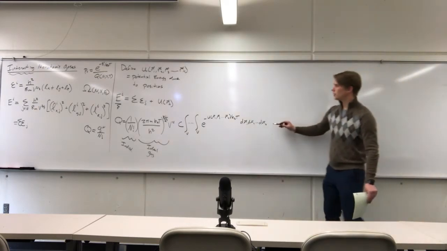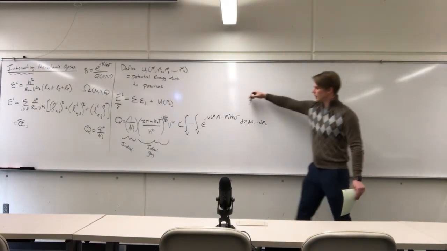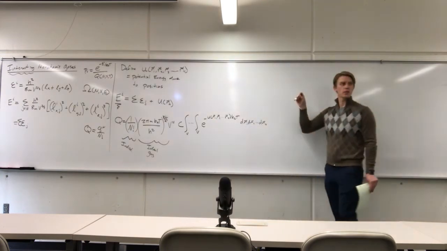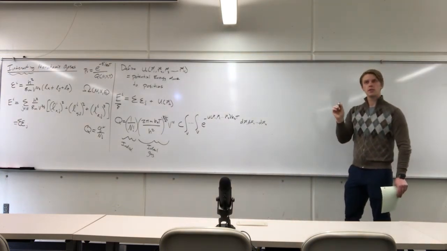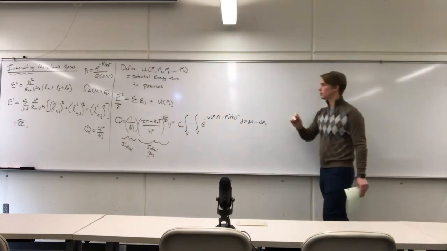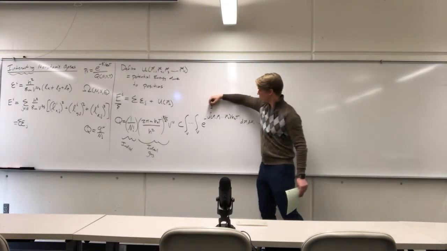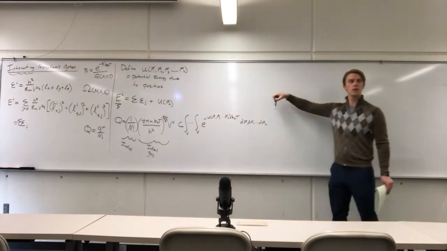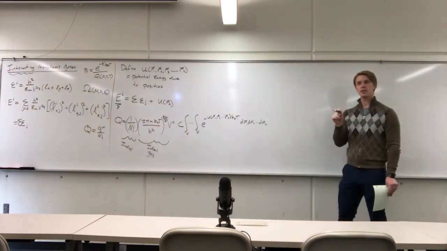So in this formulation here, we have a series of n nested integrals for each of the n particles in the system. And what this integral is basically saying, conceptually, is what I mentioned before. You have to consider every possible configuration of every possible particle.